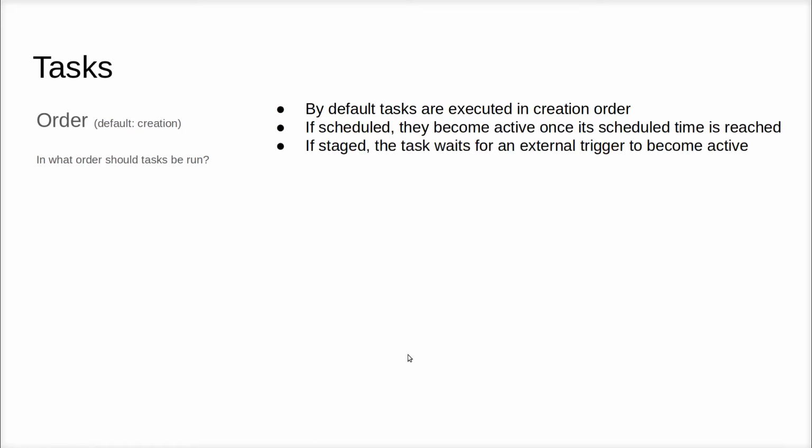You can also stage a task, and that means a task will wait for some external trigger to become active. For example, the workflow system uses this to create tasks that only activate once a particular workflow reaches a particular state.